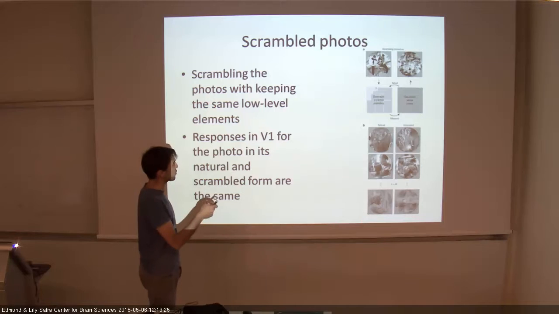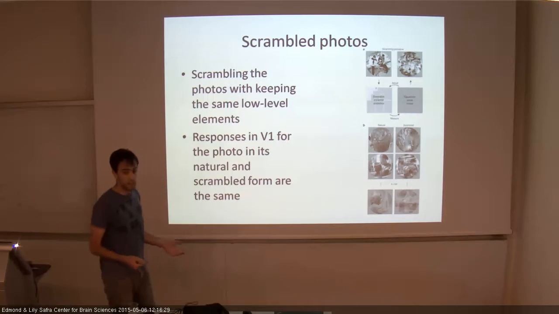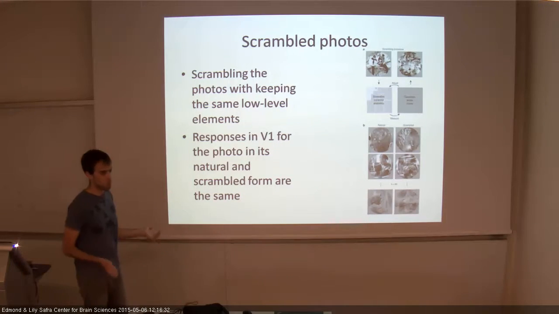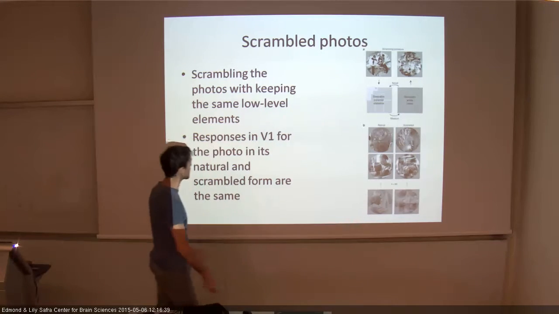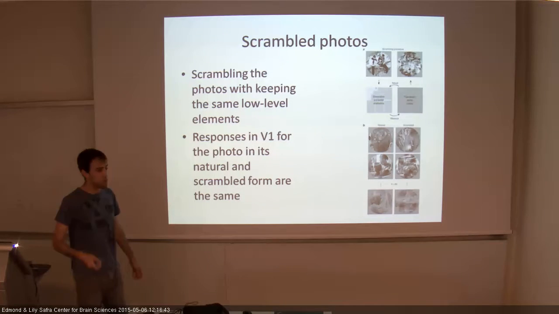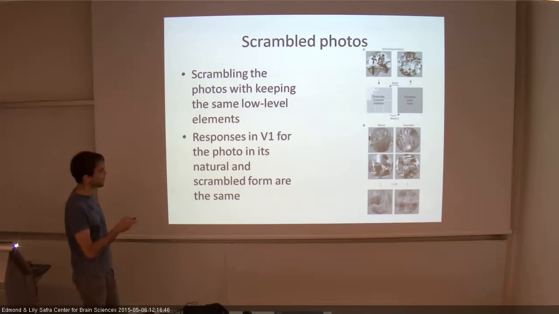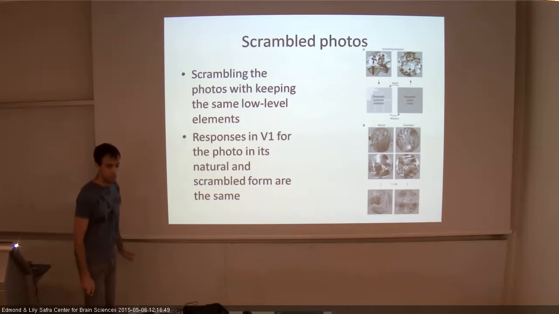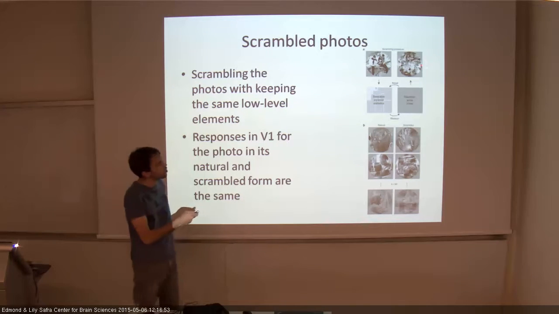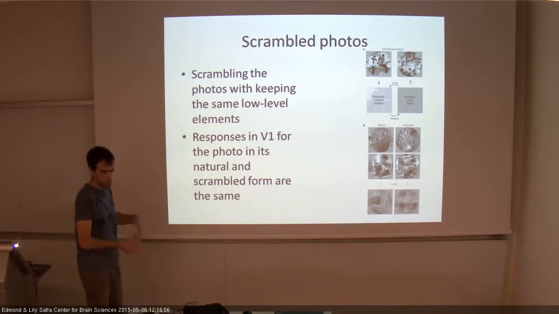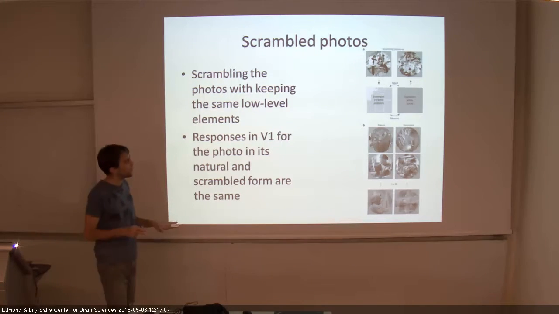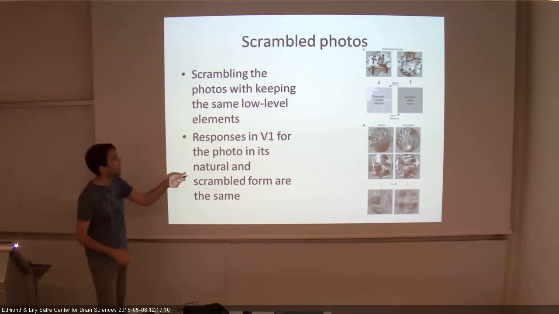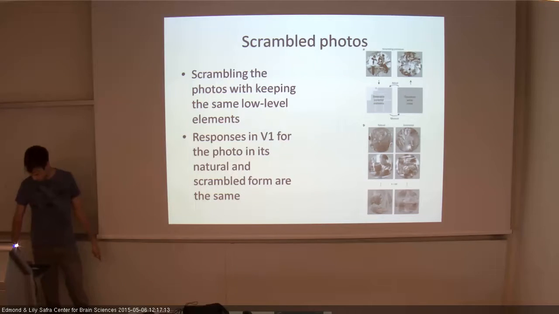So they took the regular pictures, the natural pictures that they presented, and scrambled them. They scrambled them in a way that keeps the same low-level elements. What do I mean? If it's keeping the same statistics of the low-level elements, the response of V1 to the scrambled picture and the natural picture should be the same, because these two pictures have the same low-level elements. So the neurons in V1 see the same thing, or are sensitive to the same thing, in this picture and this picture. So they have the same low-level features, but of course they are very different in the high-level elements.